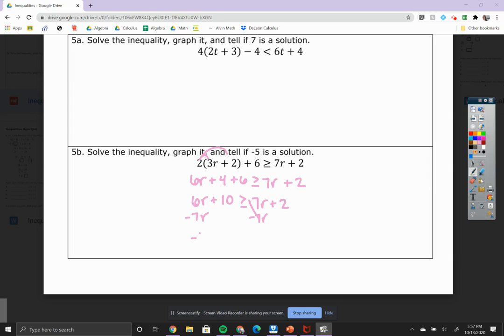6r minus 7r is negative 1r, plus 10 is greater than or equal to 2. Then I subtract 10. So negative 1r greater than or equal to negative 8. Then I divide by a negative 1. And since I divided by a negative, I do need to flip the sign. This will become r is less than or equal to negative 8 divided by negative 1 is positive 8.